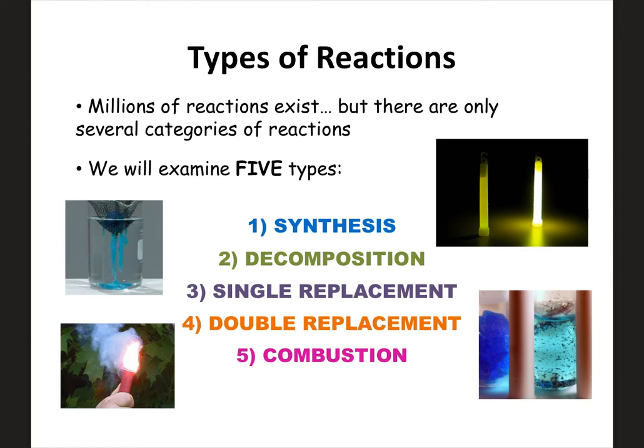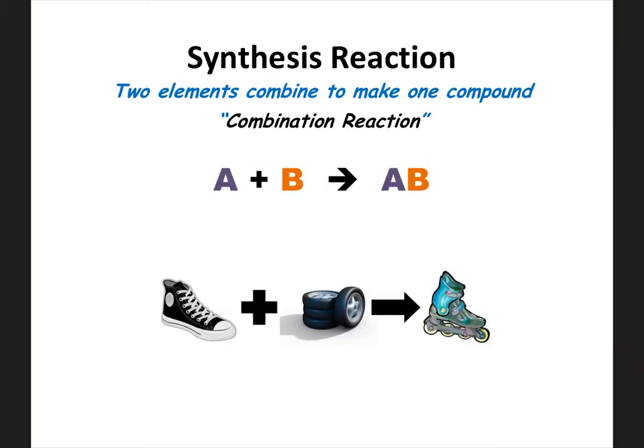Okay, so there's actually millions of reactions, but there's only so many categories that exist. We're going to look at 5 specific reaction types here, and you'll see that the names kind of key you in on what happens. So we'll go through each one and look at some examples. You can see them listed here: synthesis, decomposition, single replacement, double replacement, and then everybody's favorite, combustion. So we'll start going through them one at a time.